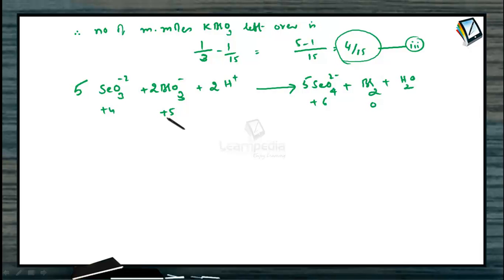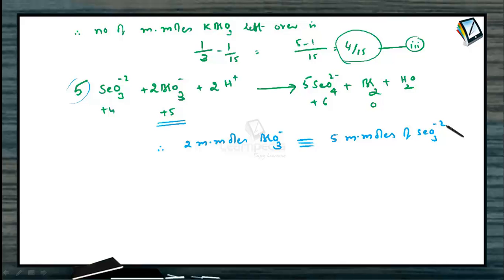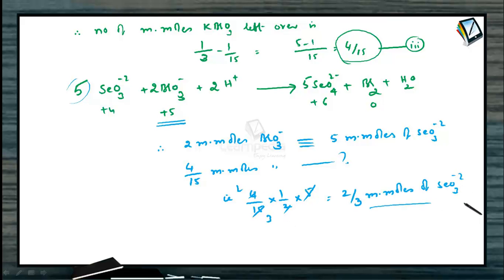From this we can understand that for every 2 moles of bromate consumed, there should be 5 moles of selenite. How many millimoles of bromate consumed? 4/15. So for every 2 millimoles of bromate consumed, there should be 5 millimoles of selenite, SeO3 2 minus. But actually consumed is 4/15 millimoles, that is 4/15 by 2 into 5. So 5 ones are 5, 3 fives, 2 ones, 2 twos, giving 2/3 millimoles of selenite. This corresponds to what weight in milligrams?